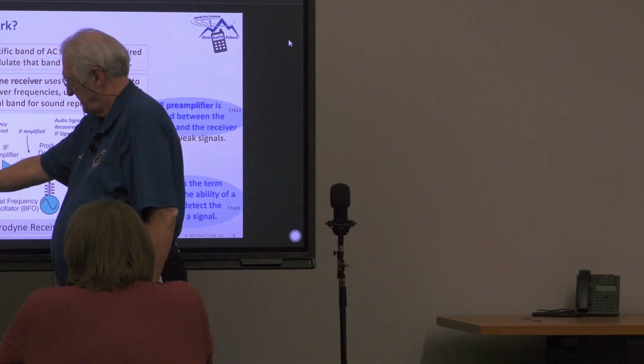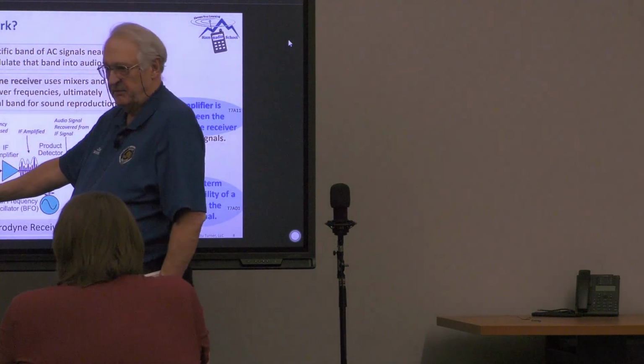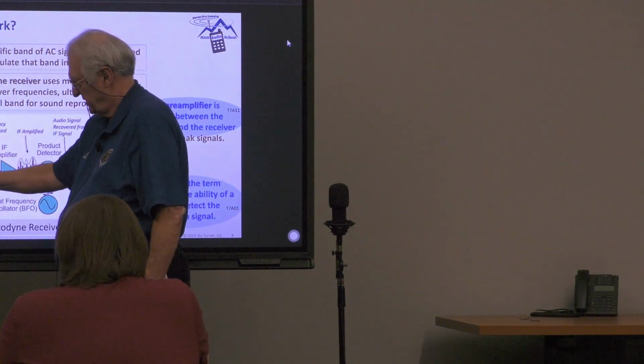Those are most often adjustable. We run into our friend, the mixer, again. Again, it's a nonlinear device. It's going to take the two signals. It's going to mix them together.